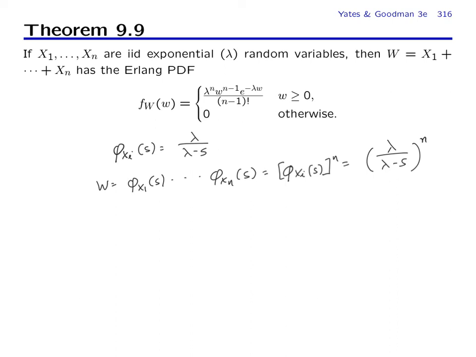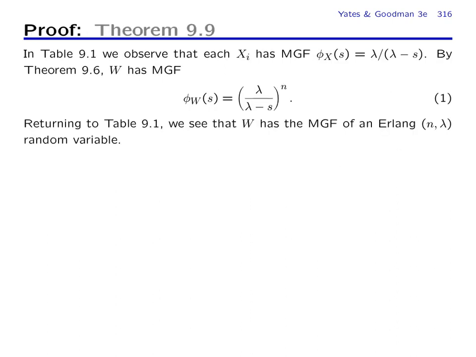I seem to have lost my exponent n here, but once it's in place, the rest of the proof just relies on either calculating or knowing that this is the moment generating function for the random variable W, which has this Erlang PDF. For example, here, we simply reference table 9.1 in the text, which says that this indeed is the moment generating function of an Erlang random variable.